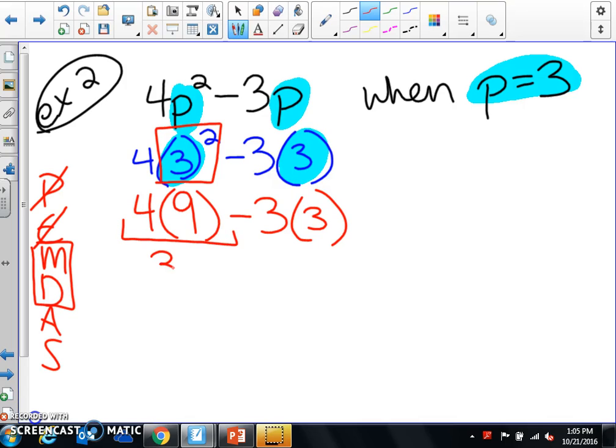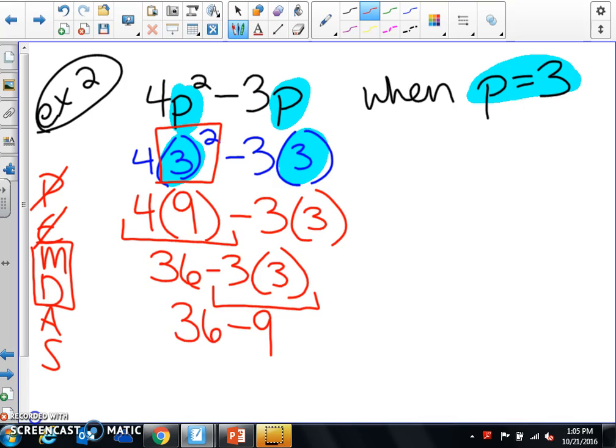4 times 9 is 36. So I've got 36 minus 3 times 3. So I still have multiplication. That's a negative 3 times a positive 3, which is a negative 9. Drop down your 36. And then 36 minus 9 is 27. Final answer.